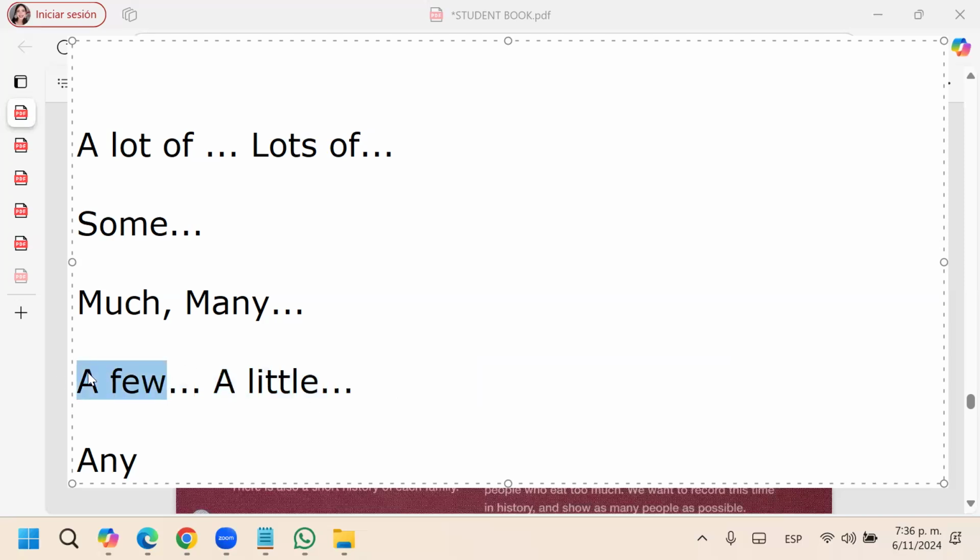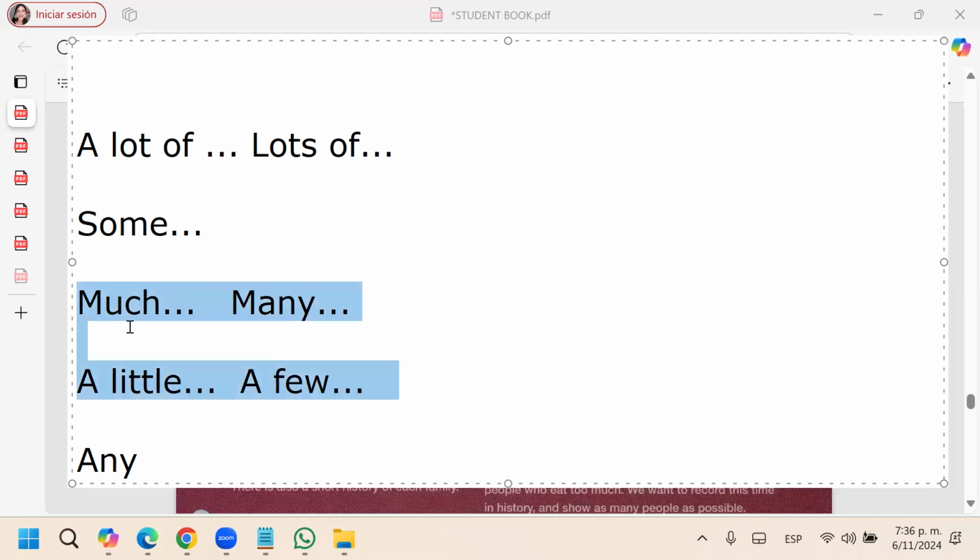A few is for countable. A few, it's like many. I'm going to write it here next to many. A few is for countable. A little is for uncountable. That's the difference. It's like this. It's like much and many. It's exactly the same. Okay.